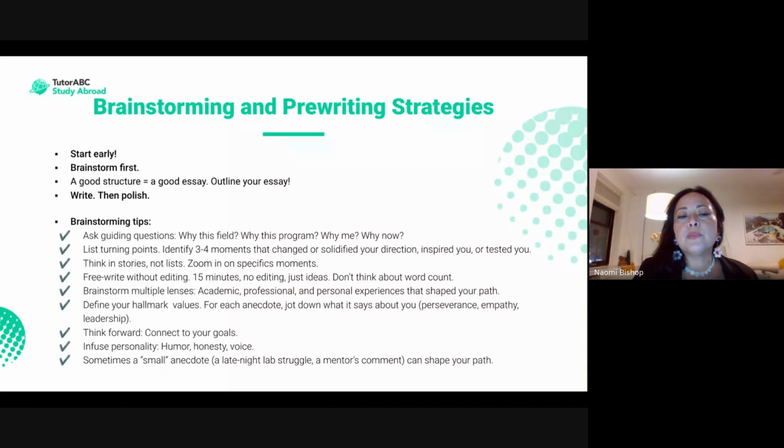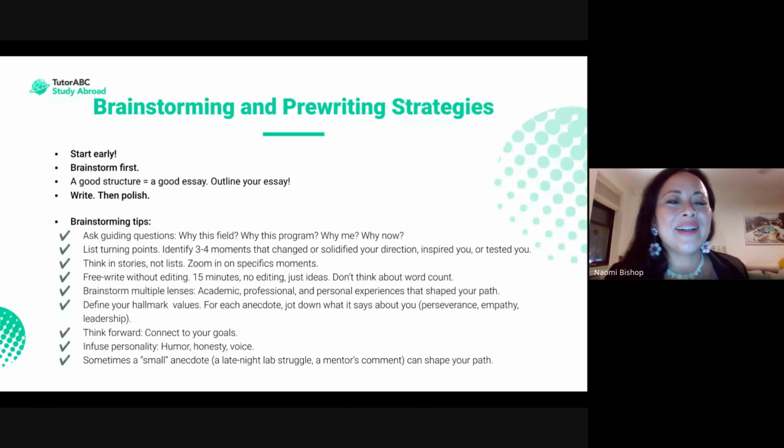Also brainstorm through multiple lenses: academic, professional, and personal experiences that have shaped your path. Because we're not just who we are in our academic self, and we're not just who we are in our professional or personal selves to our friends. We have to relay who we are in a 3-dimensional way. And that is related to the AI part that I'll go over later as well.